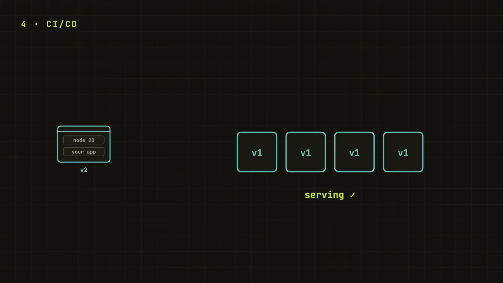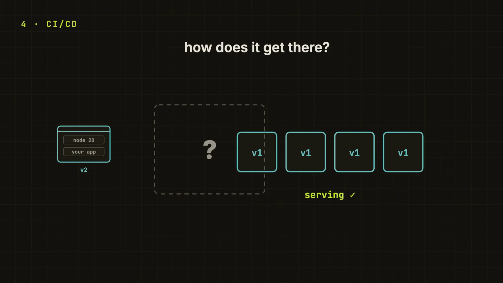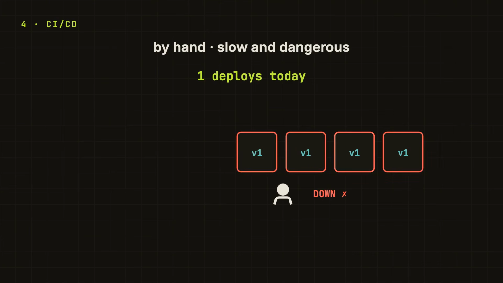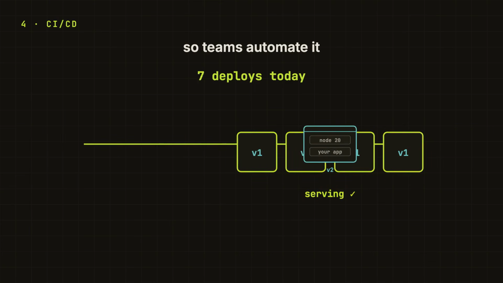Okay, so our code is written and packaged in containers. Now, how does a new version actually get onto the live servers safely and ideally many times a day? Doing this by hand is slow and dangerous. So, teams automate the whole thing, and that automation is called CI/CD.